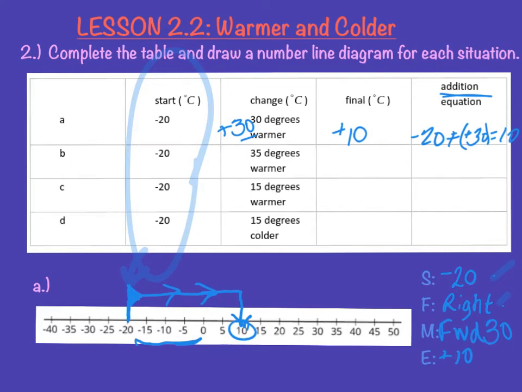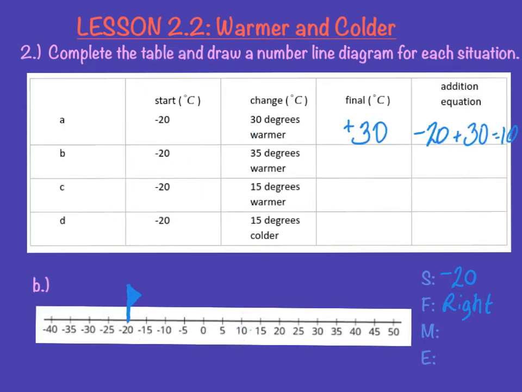Okay, next problem. Again, starting at negative 20, facing to the right because I'm adding. 35 degrees warmer. So again, that's positive because it's warmer, 35. So it's positive, moving forward. And in this case, I'm moving forward 35 places. Okay, so if I'm facing to the right, forward is in that same direction that I'm facing.